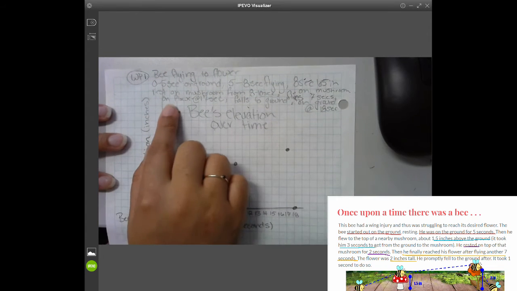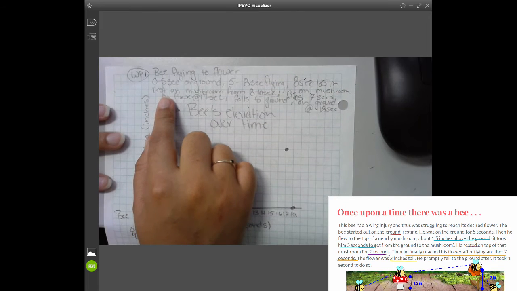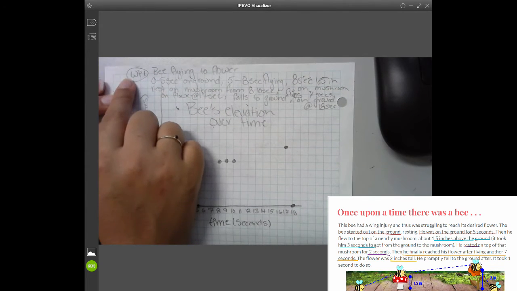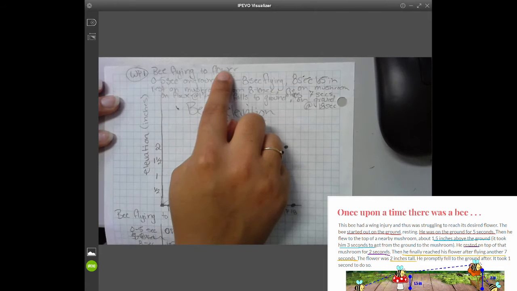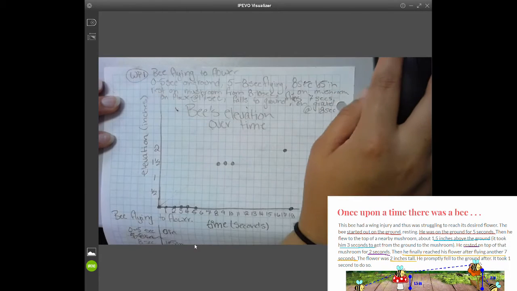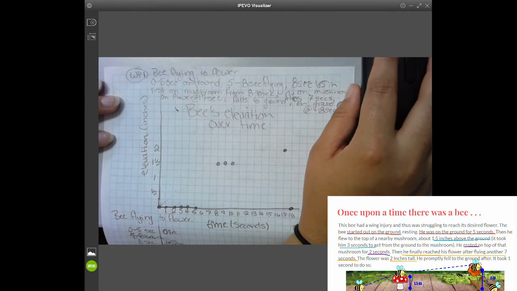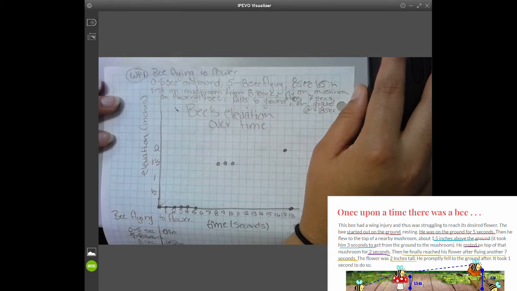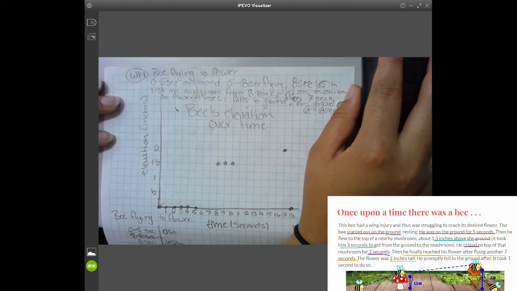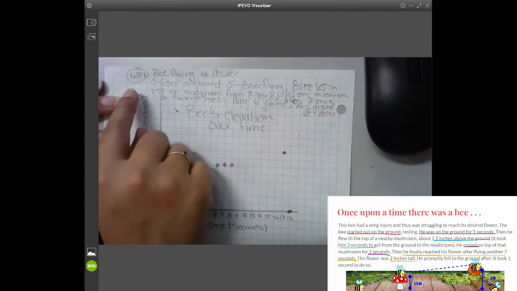Okay, so in your notes, you don't have to write down the whole problem verbatim, but if you do, good for you, okay? I do recommend that above your graph or below your graph, though, you write in part of your word problem. So I wrote in bee flying to flower, because that's what the word problem's about, to remind me. And then I just took notes based on what the word problem told me. It says the bee has a wing injury and was struggling to reach the desired flower. I don't really care about that, as far as my notes go. I do care in terms of the poor bee, so I'm not going to include that in my notes.